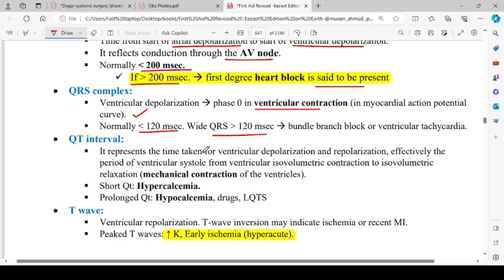QT interval: it represents the time taken from ventricular depolarization to repolarization. Effectively, it is the period of ventricular systole, from the isovolumetric contraction to the isovolumetric relaxation, the mechanical contraction of the ventricles.